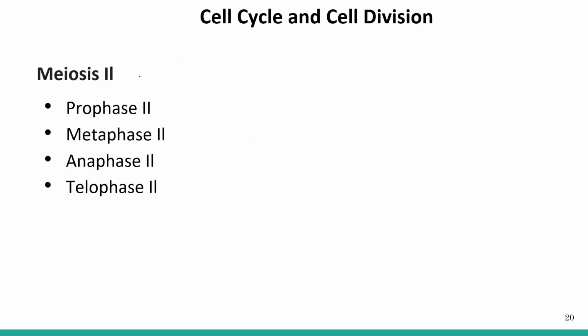Now, let's start with meiosis 2, which is also known as the equational division. Let's see why it is known as equational division. Meiosis 2 is again divided into substages. The first one is prophase 2, second is metaphase 2, then we have anaphase 2, and the last stage is telophase 2.